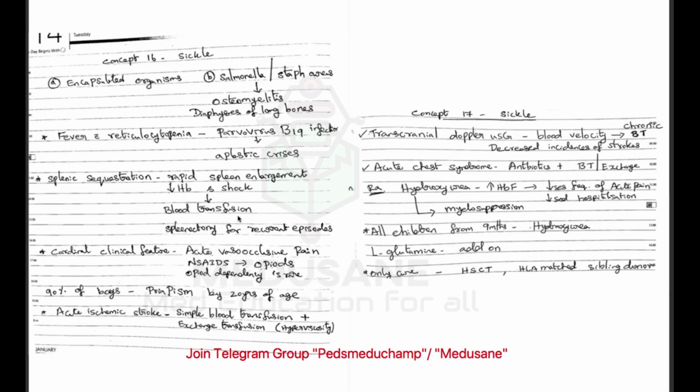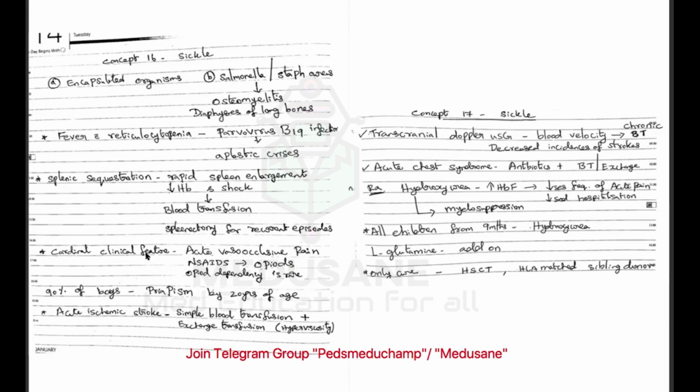What this does is the blood transfusion improves the oxygenation. I said already, the deoxygenated state is going to affect the sickling. So you have to improve the oxygen status, so you give blood transfusion. If it keeps on occurring, then you have to do splenectomy.